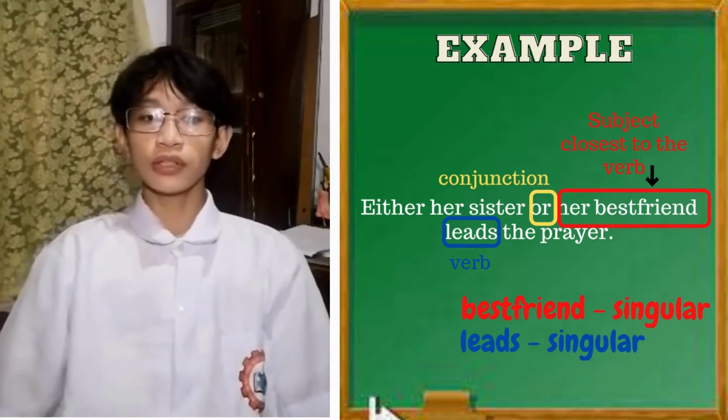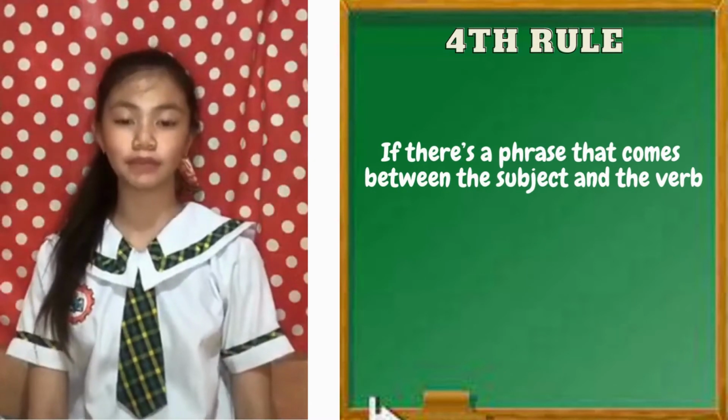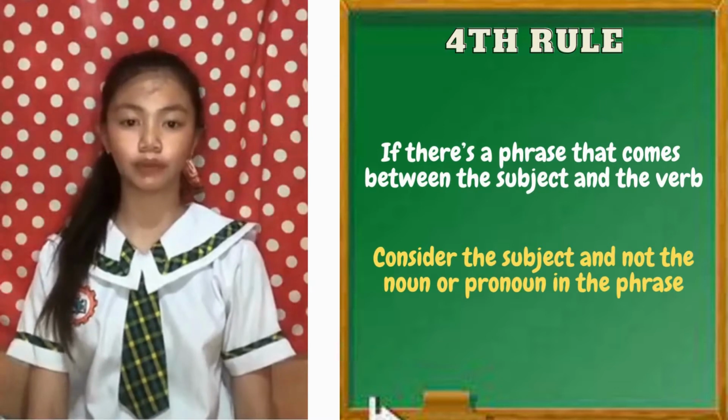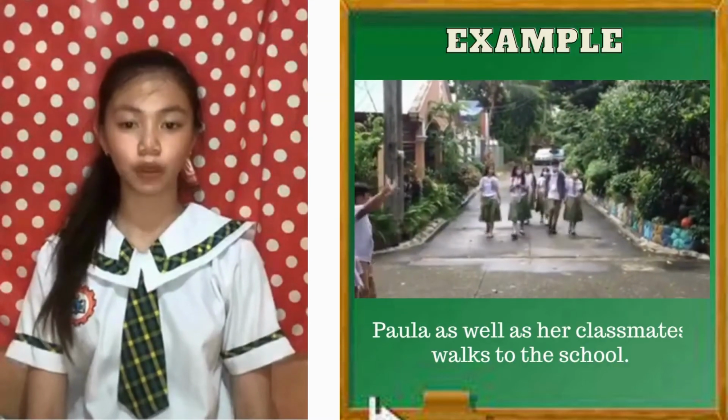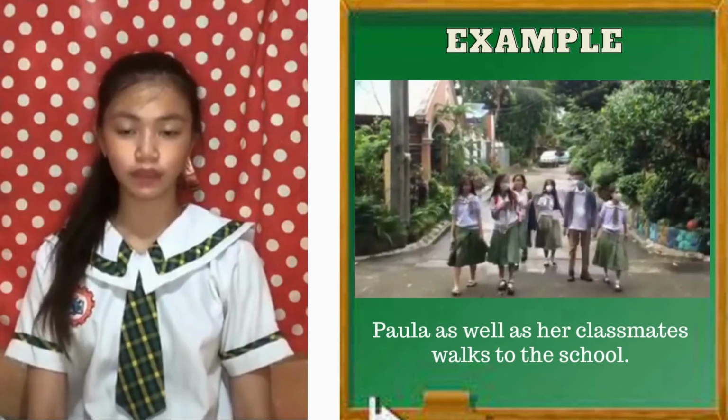Leads is also singular. Fourth rule: if there's a phrase that comes between the subject and the verb, consider the subject and not the noun or pronoun in the phrase. Example: Paula as well as her classmates walks to the school.